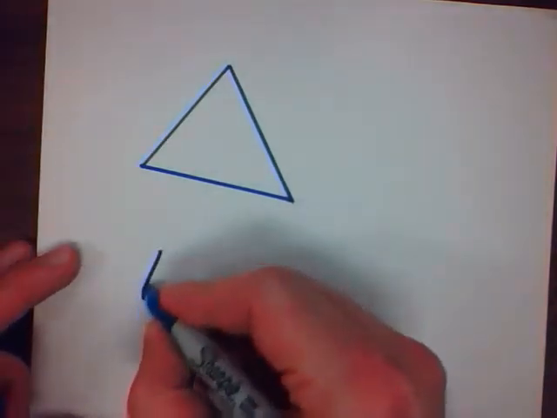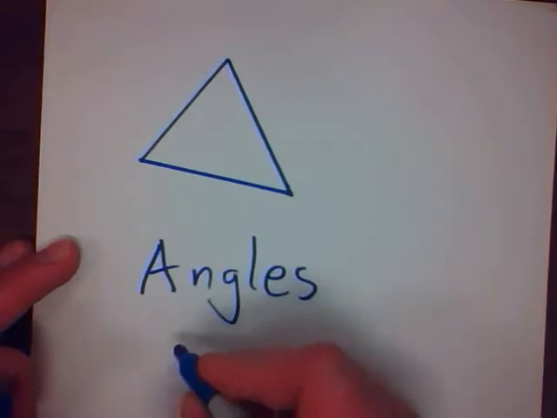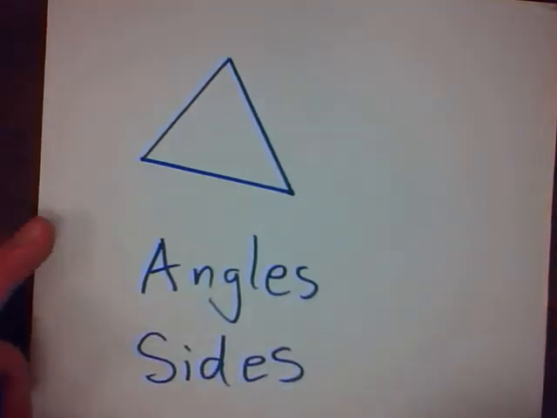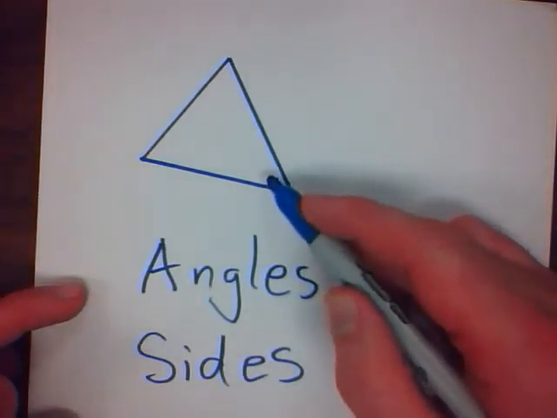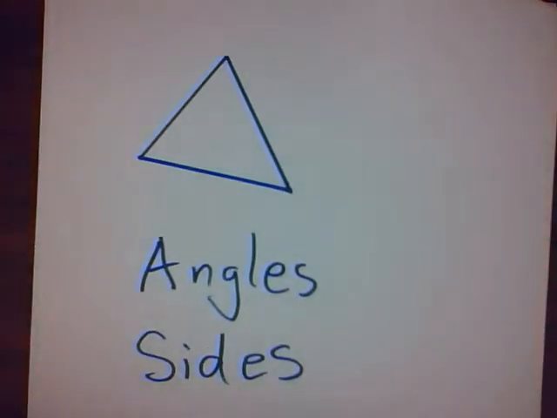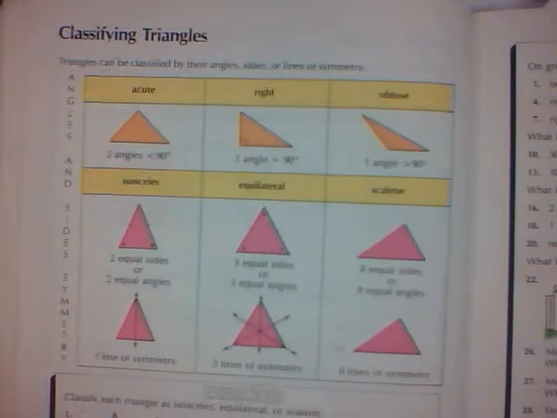We can classify them by their angles, and we can classify them by their sides. And it's important to realize that there are two classifications for every single triangle. This triangle has two different ways of classifying it. Keep that in mind. Now, in the textbook series that we work with in our class, this is the best classification method.